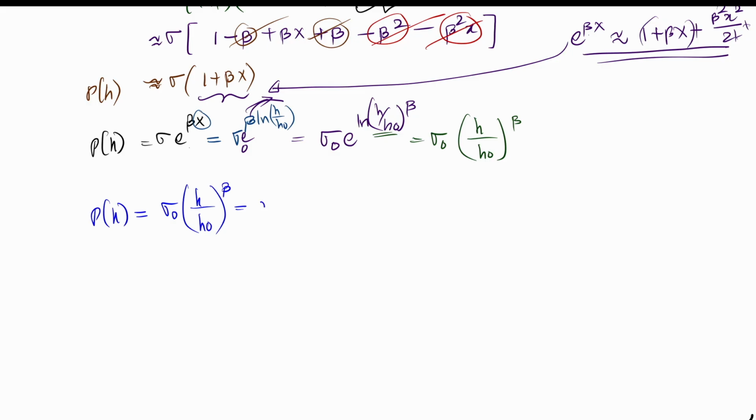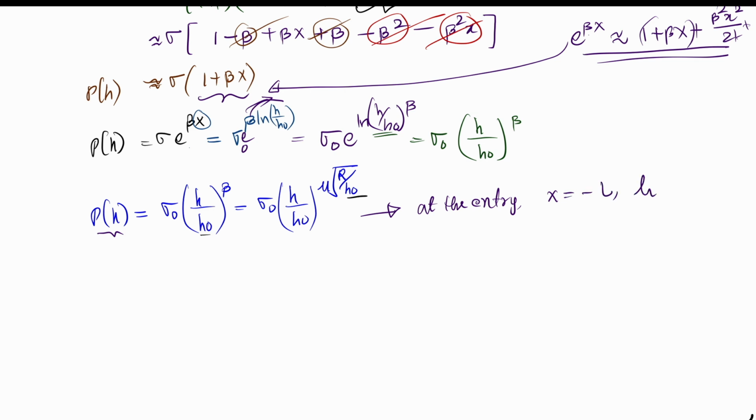which is equal to sigma, h upon h naught to the power mu r over h naught. So this is the solution, and you know this term involves h naught. So this is the variation of the pressure with respect to height at the entry, correct? Because at the entry, when x equals minus L, your h equals h naught.